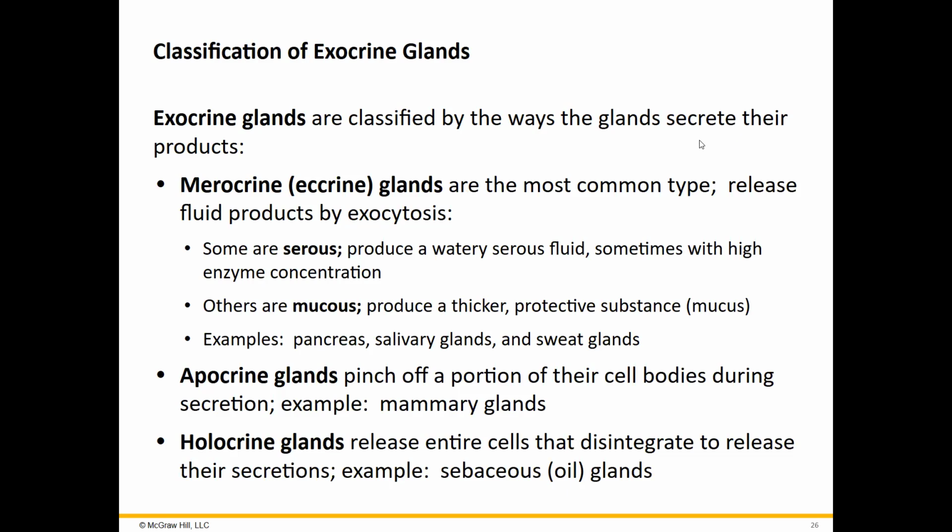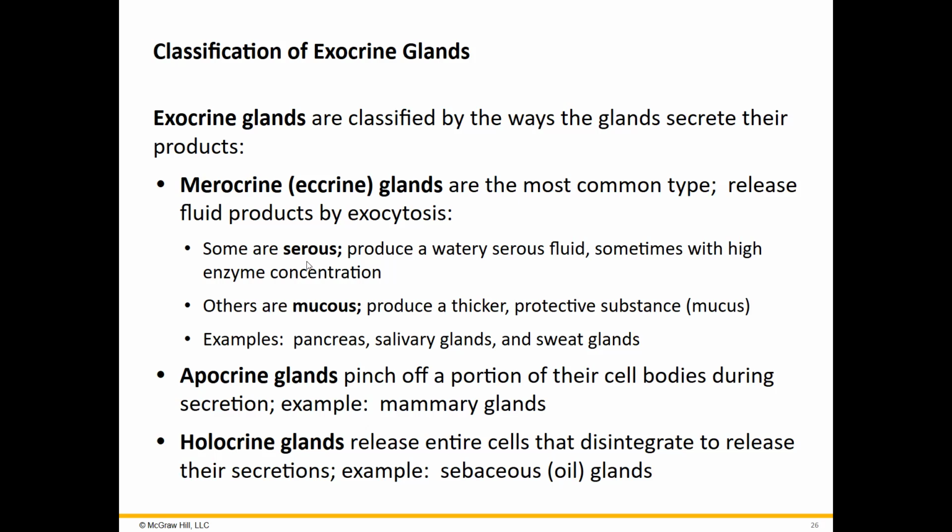So again, exocrine glands are classified by the ways that the gland secretes. So what do I want you to know? Merocrine or eccrine glands. They're the most common type. They produce and release fluids by exocytosis. They kick it out of the cell and out of the body.